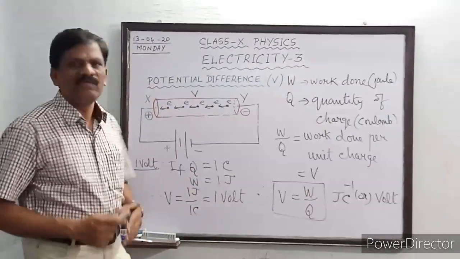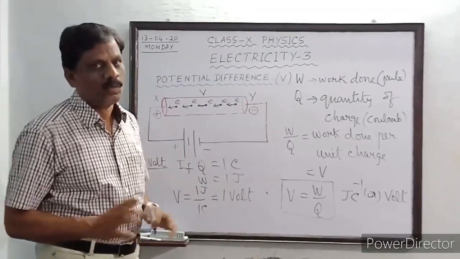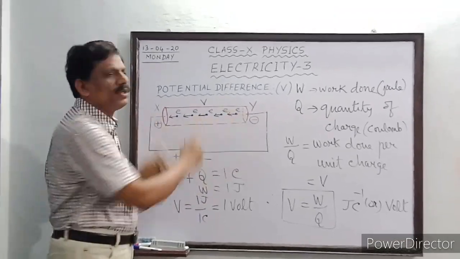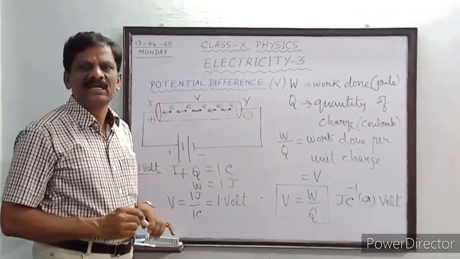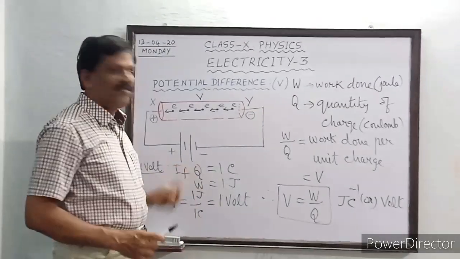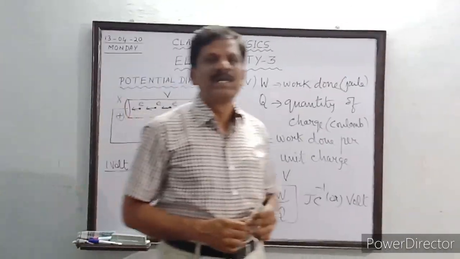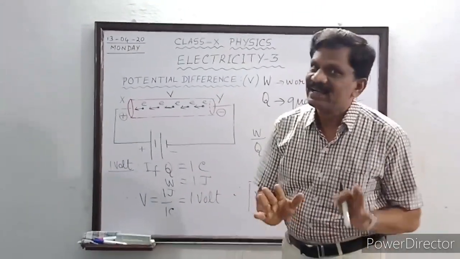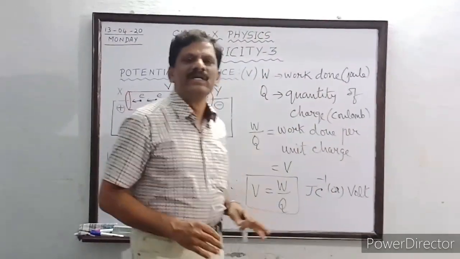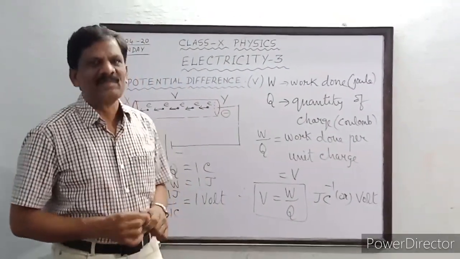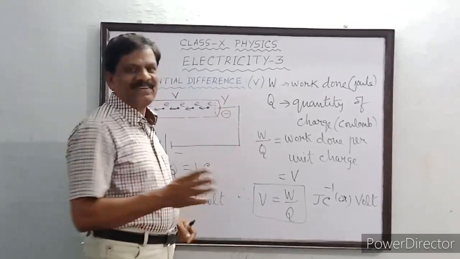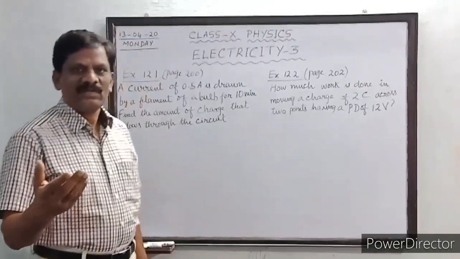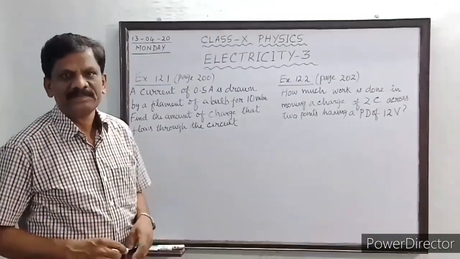The second definition we have learned today is 1 volt. 1 volt is said to be the potential difference between any 2 points of a conductor when 1 joule of work is done in moving 1 coulomb of charge between the 2 points. Okay, students, have you all understood? Good. Now we are going to solve some numerical problems based on this concept and the definition of electric current. Yes, now we are going to solve 2 numerical problems.